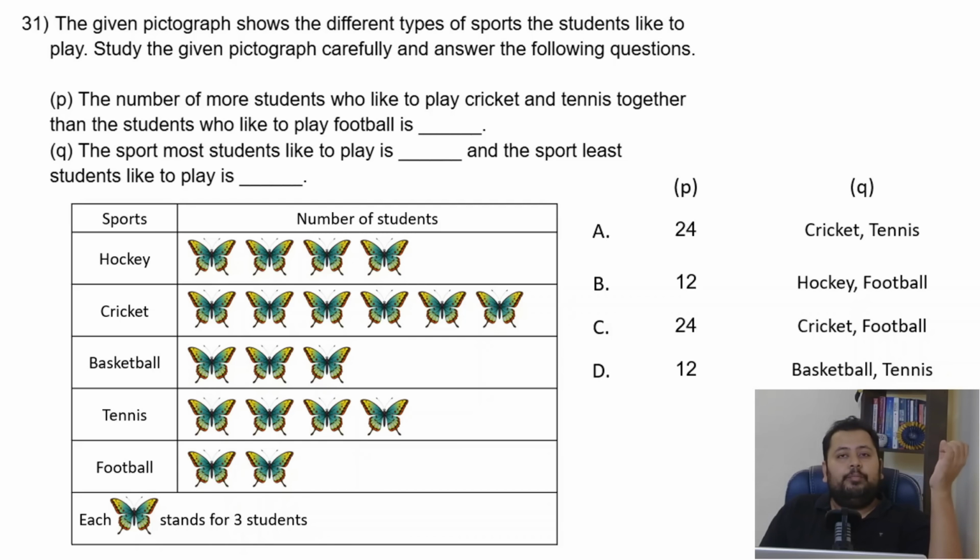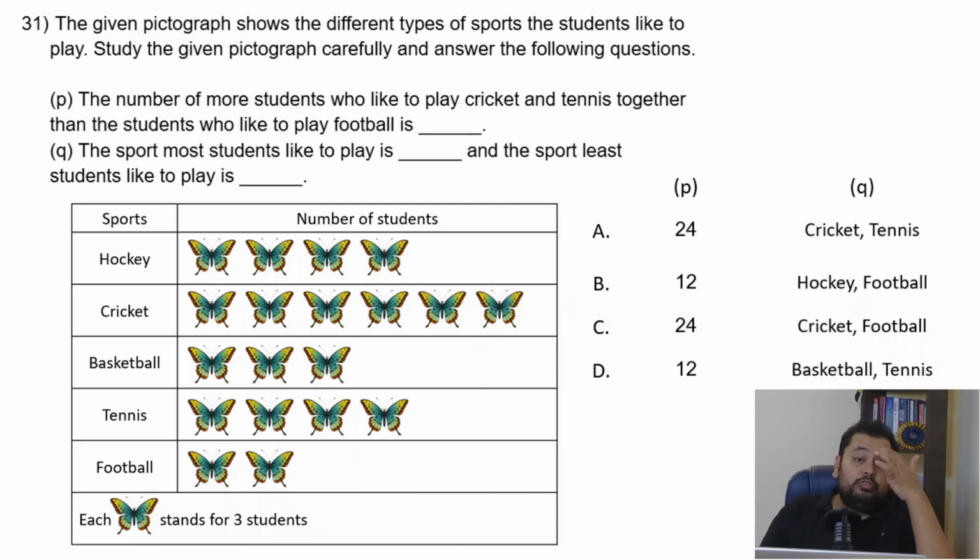Let's now go to question number 31. The given pictograph shows the different types of sports the students like to play. Study the given pictograph carefully and answer the following questions, right? We have already done a pictograph question prior to this, right?